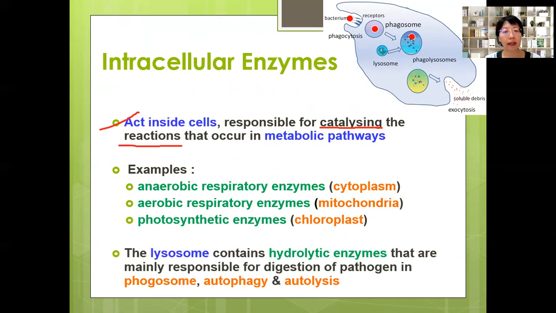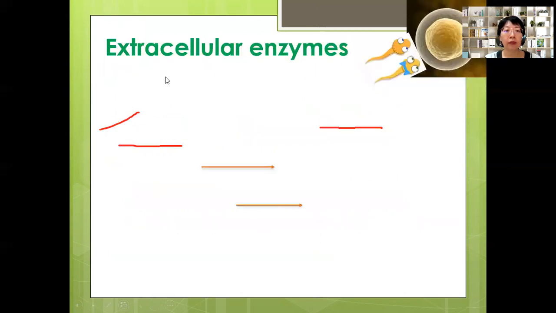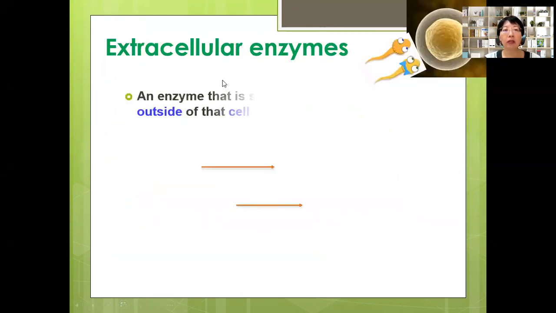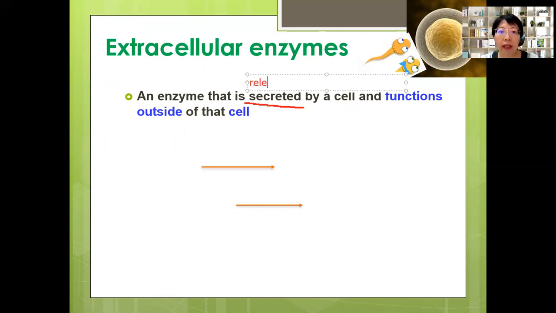Lysosome contains hydrolytic enzymes, so it catalyzes the digestion of pathogens and many other materials in the phagosome, autophagy, and autolysis process. Okay. Now we also got extracellular enzymes, enzymes that are secreted by the cell. Secreted means secreted out of the cell. When you say secrete, it means the cell will release useful substances out of the cell.